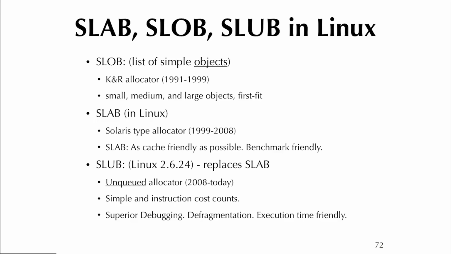Now SLUB is the replacement for SLAB, and there are different ways to view this. It has an unqueued allocator, simple instruction cost count, better debugging support, defragmentation, and so forth. But I'm not going to test you on the details. I think SLAB is the idea you should take away. The other ones are more variations and optimizations.